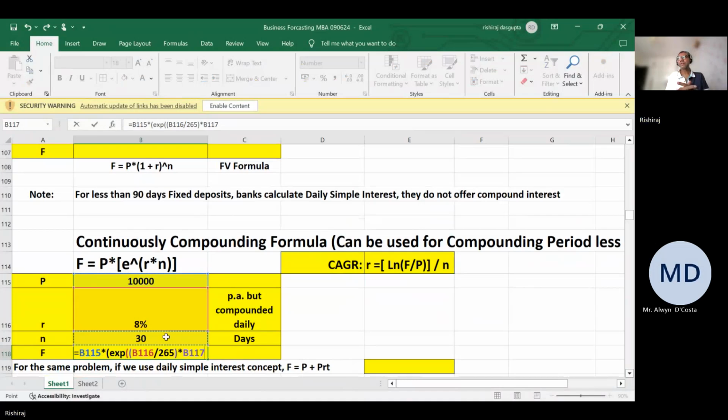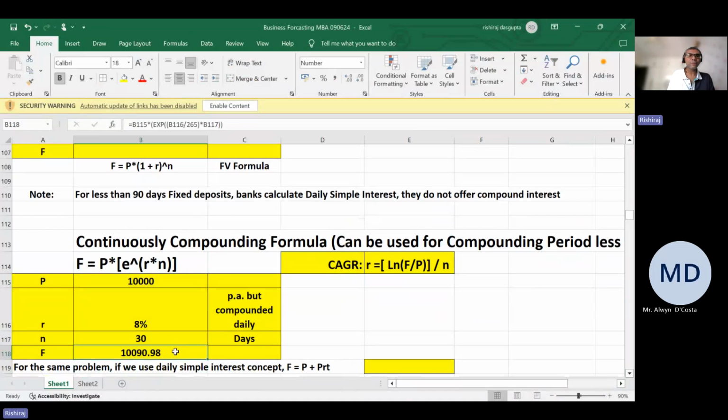So if R is per annum, the compounding period should be 1 year. If the compounding period is a quarter, so in a quarterly compounding scenario, R should be expressed as per quarter. If it is a daily compounding scenario, then the interest rate should be expressed as per day. So here I have used per day interest, 8% by 365, into the number of days. So e to the power R into N, into P, that is 10,090.98. So there is a 1 month maturity period, daily compounding, 8% per annum.